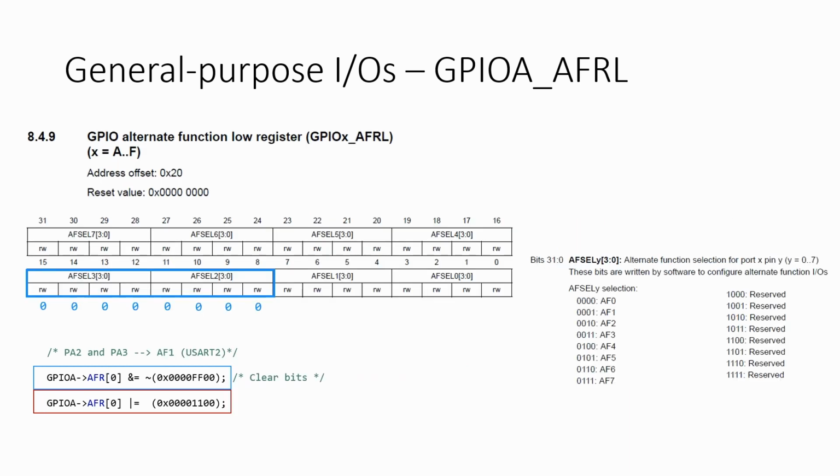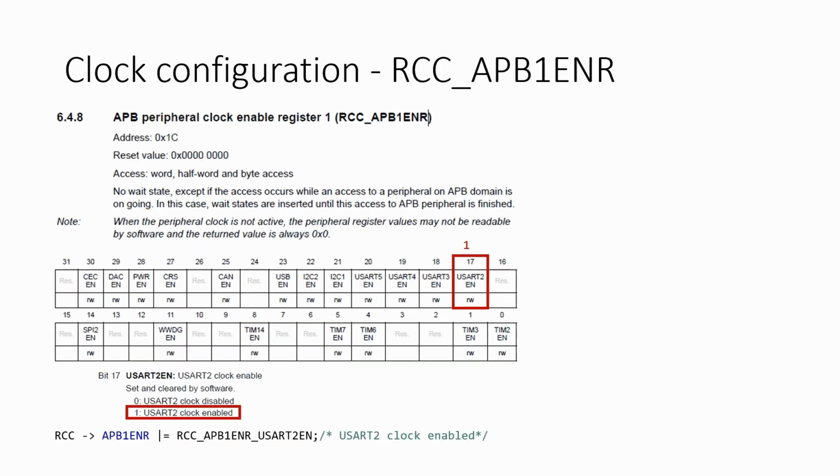As we saw at the beginning of the video, we need to select AF1 for PA2 and PA3 pins. First, clear the AFSEL3 and AFSEL2 bits, and then you can write a 1 on AFSEL3 and AFSEL2. In the APB peripheral clock enable register, you need to enable the USART2 clock by writing a 1 into the bit 17.